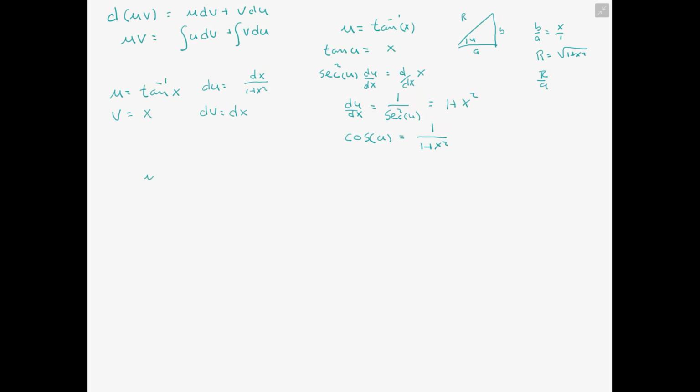So we say uv equals x arctan of x, and this is equal to the arctan of x dx plus, let's see, u dv, which is x, or v du actually, which would be x dx on 1 plus x squared.